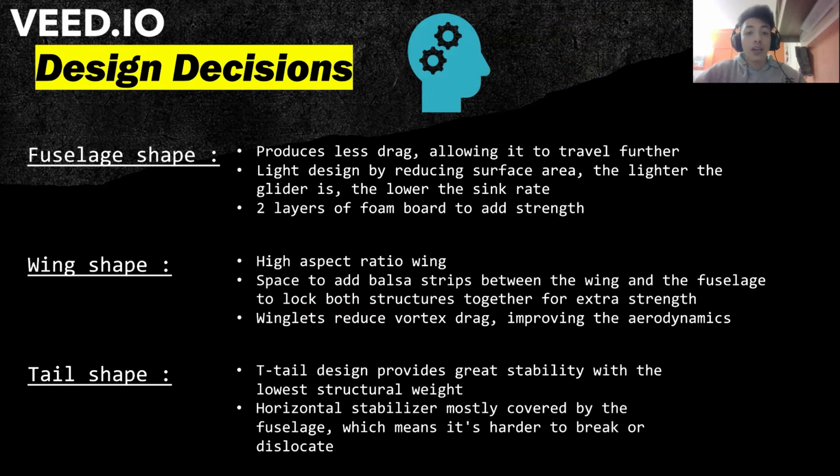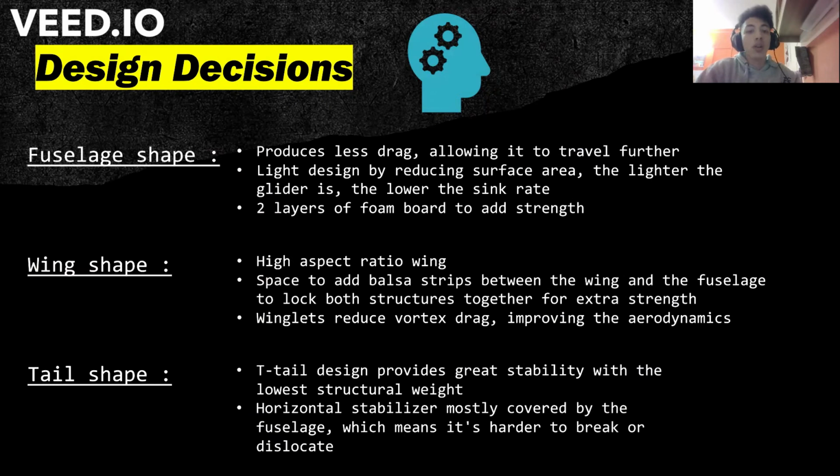Moving on to my wing design, my wings have a high aspect ratio, which means that their span is exceptionally long compared to their width. High aspect ratio wings produce less induced drag, which is what makes them so efficient on gliders. Strength is important in gliders. Therefore, I have kept some space between the wings and the fuselage to add a balsa strip, which is perpendicular to the wings and passes through the fuselage to lock both structures together and prevent any dislocation during flight.